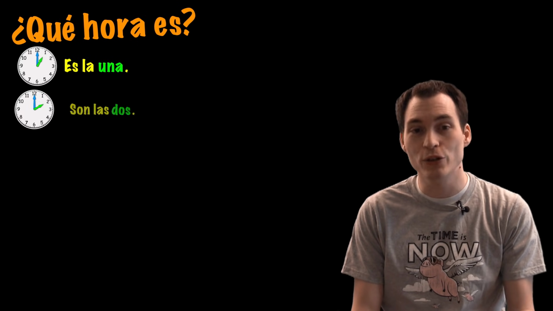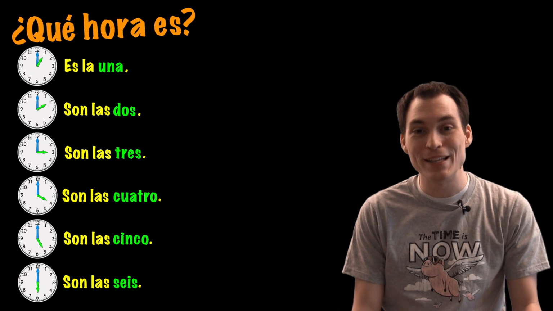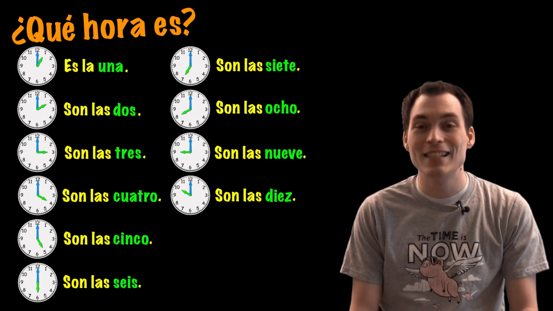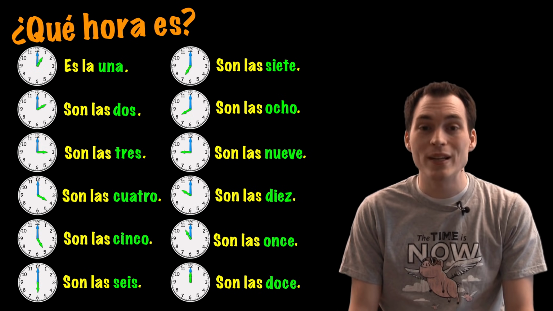If you remember, ¿qué hora es? means what time is it? Let's review the basic hours. Es la una, son las dos, son las tres, son las cuatro, son las cinco, son las seis, son las siete, son las ocho, son las nueve, son las 10, son las 11, son las 12. And if I add minutes, we say the hour as normal and then add the number.